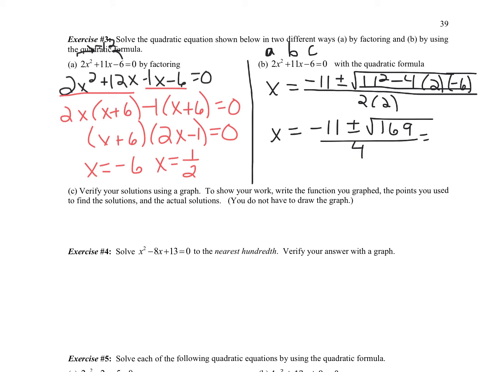Now, 169 is a perfect square, so we can get rid of that square root. We have rational answers, so this is negative 11 plus or minus the square root of 169, which is 13, over 4. Now, since I have the square roots gone, I have to do further simplifying. My first answer is negative 11 minus 13 over 4, which is negative 24 over 4, which is negative 6. And my second answer is negative 11 plus 13 over 4, which is positive 1/2.